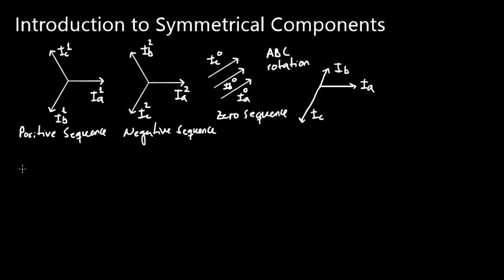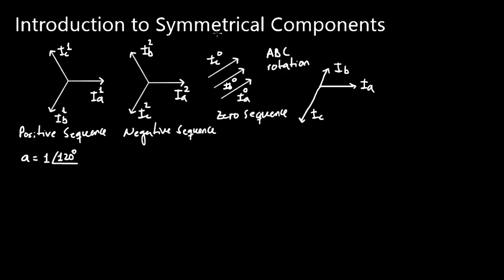Now we're going to introduce one quantity here, which we're going to call the operator A. And A is going to be equal to 1 at 120 degrees. So 1 at 120 degrees. And this is going to be a useful constant for our definition of symmetrical components. So let's define that first.